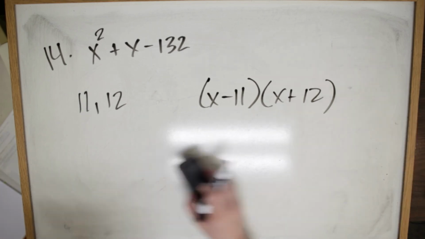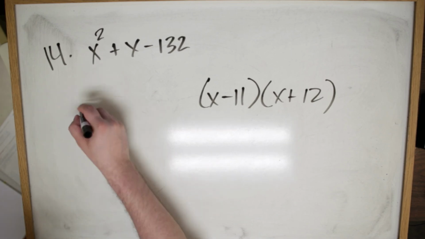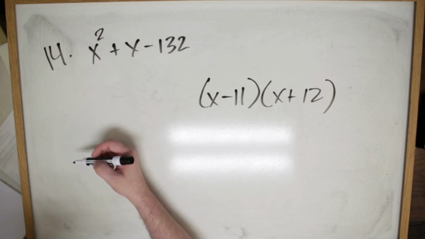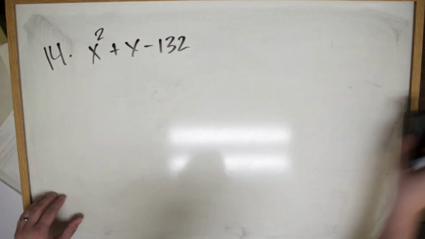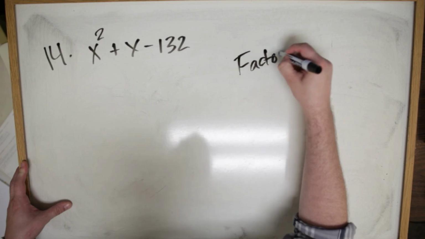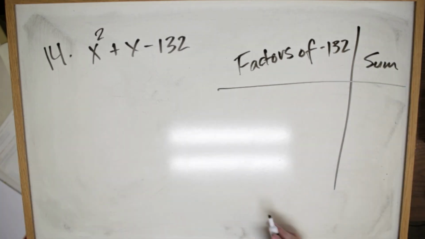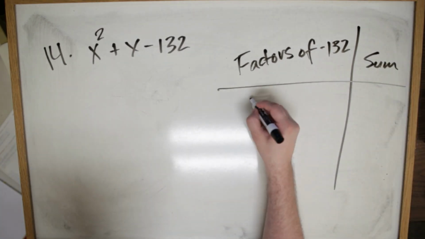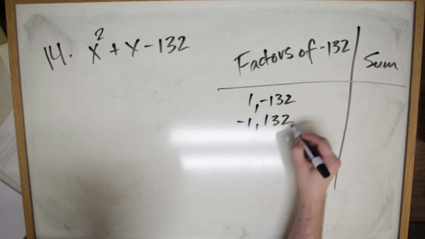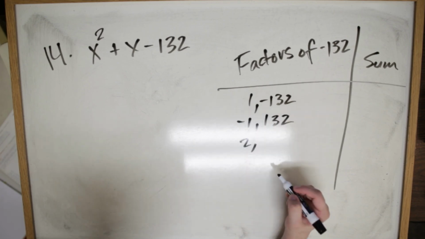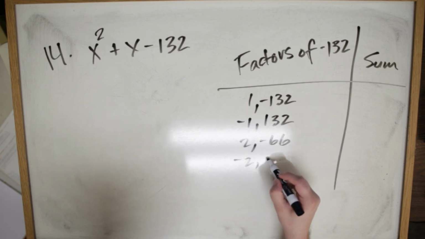So let's look at the factors of 132. There's a lot of them. If you remember the pattern that I showed you over here, in the last question, as you work down, I want to show you that really quick. I'm going to do the really long way here, and then we'll look at the sums. Factors of minus 132: 1 and minus 132, minus 1 and 132, 2, and, oh gosh, 66? Yeah, minus 2 and positive 66.